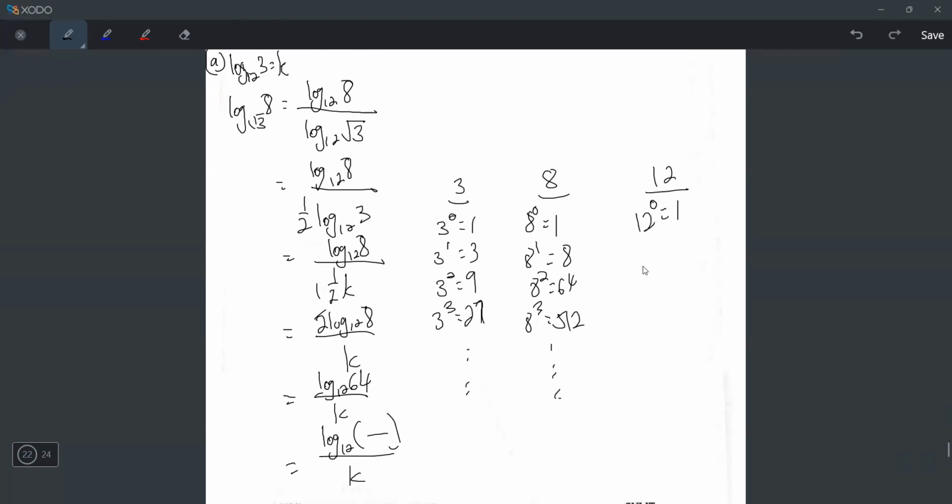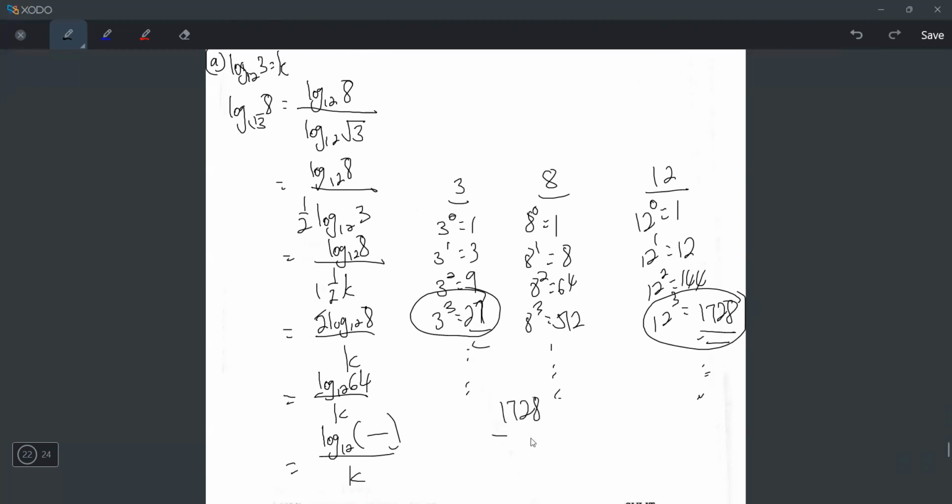12 power 0 is 1, 12 power 1 is 12, 12 power 2 is 144, 12 power 3 is 1728. And then keep going. So if I want to get 64, what will I do? Okay, let's think. I can actually take this one and this one, because if I take 1728 divided by 27, if you press the calculator, you will get 64, right?